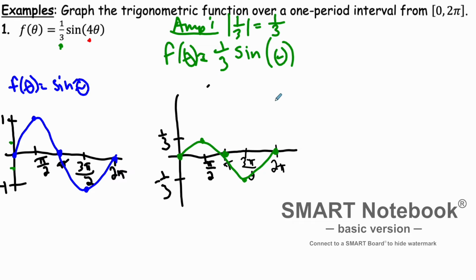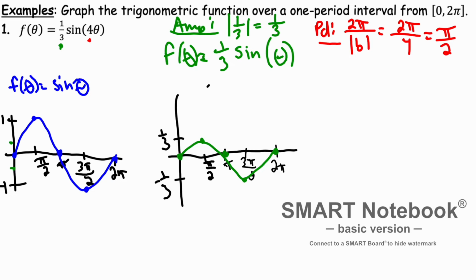Now, the last function, we'll do this one in red. The last function is dealing with the period. So again, for the period, we're going to take 2 pi and divide that by the absolute value of b. Well, what's b in this function? The number in front of your variable, theta, the number where the red dot is there, which is a 4. So we're going to divide that by 4. So 2 over 4 is 1/2, so pi over 2.